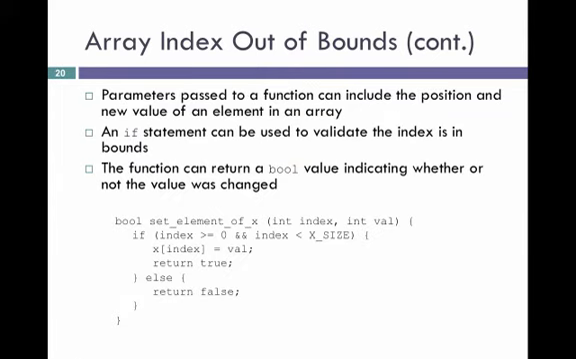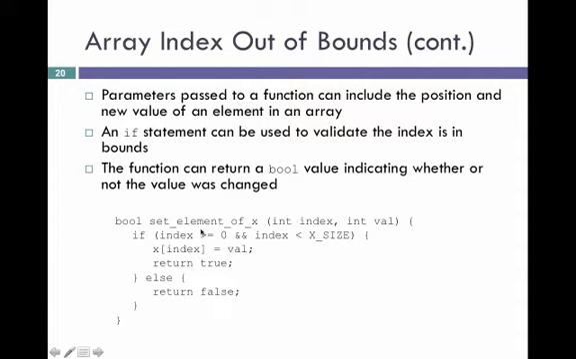Now, parameters passed to a function could include the position and a new value of an element in an array. So you can have an if statement to validate that the index is in bounds, and you can return a Boolean value indicating whether or not the value was changed.